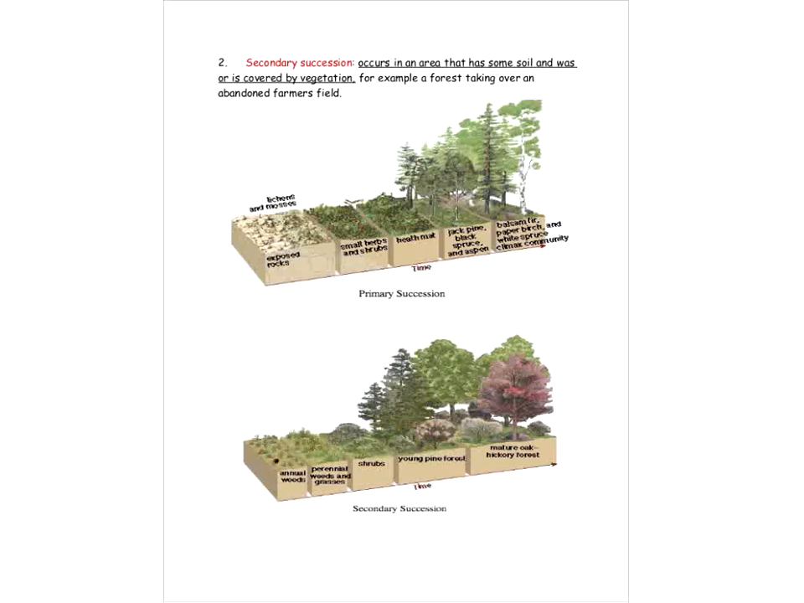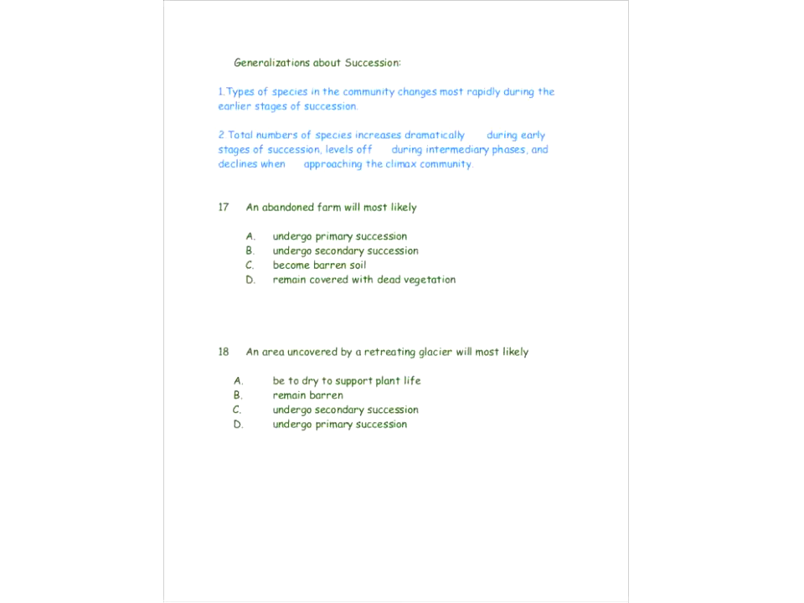You can see with the secondary succession, we start off with, say, weeds in a farmer's field. We get more advanced plants growing larger and larger until we've got this forest at the end. Okay, so that's kind of the difference between the two. Next stage here.